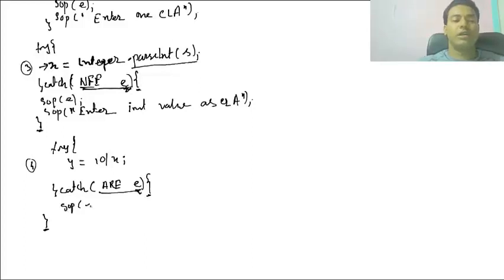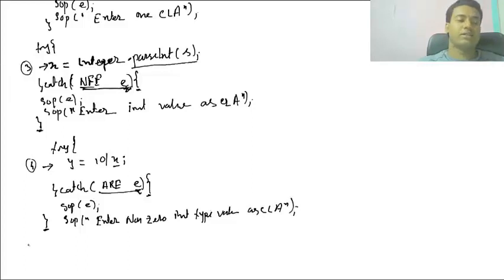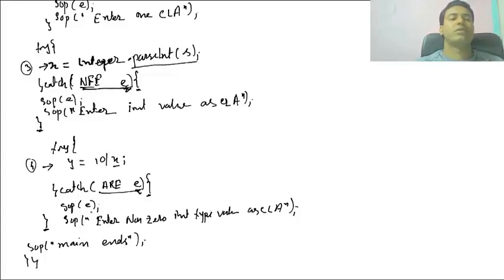So here also again I am printing E, and I will print an SOP statement. This statement gives an exception when the x value is there but the value is 0. So I will give here: enter non-zero int type value as command line argument, right? And the last SOP statement, this is main ends, and this is the program over.